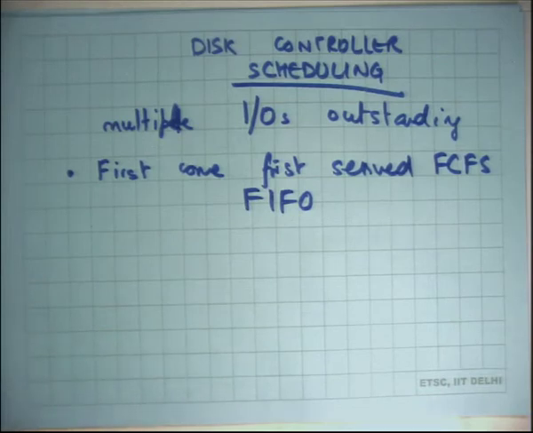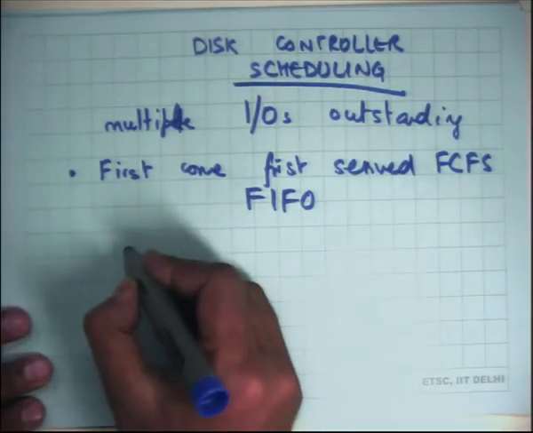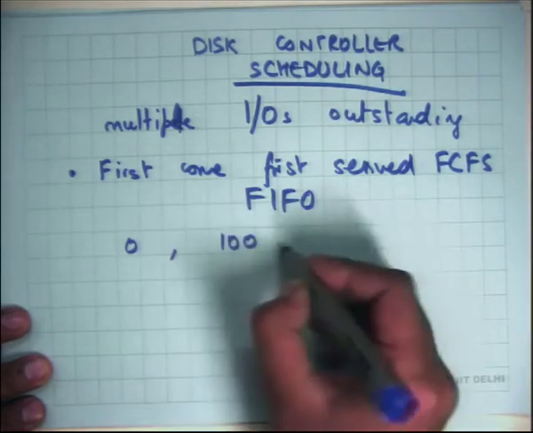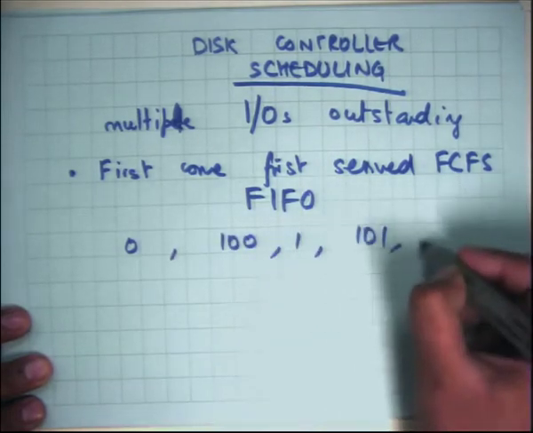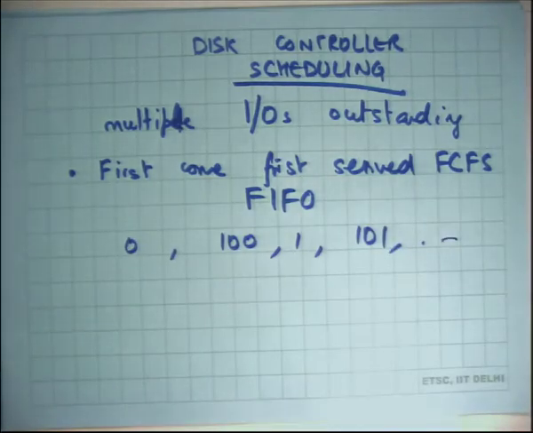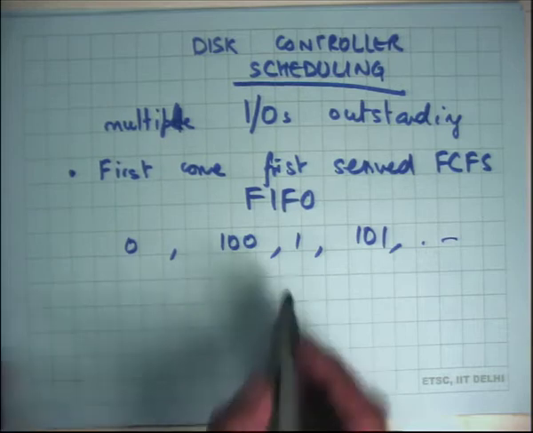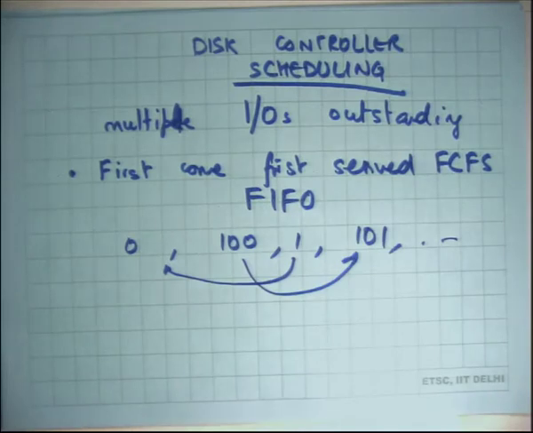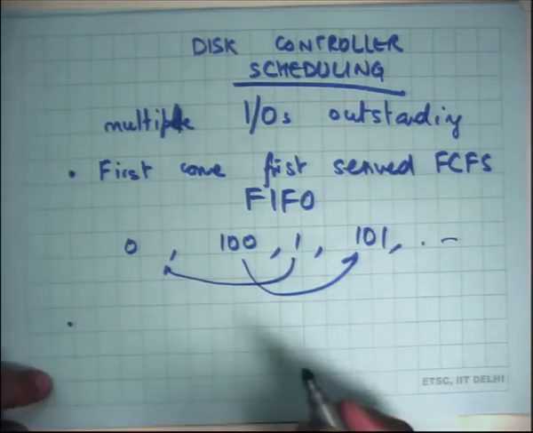So let's say there were alternate requests, one for track 0 and another for track 100, and then there is a 1, then 101 and so on. Then you're doing a lot of seeks, spending a lot of time doing seeks. The better thing would have been to do 0 and 1 together and 100 and 101 together. FIFO is fair, but it completely ignores location.